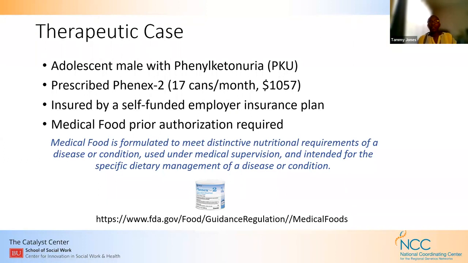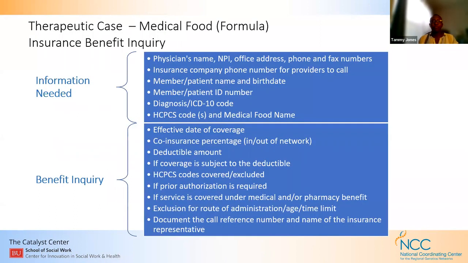So in our last webinar, we did touch on this therapeutic case, which involved an adolescent male with PKU. And this patient was prescribed Phoenix 2 medical food, 17 cans a month. And as you can see, it was quite expensive. The patient was insured under his parents' employer's insurance plan, and a medical food prior authorization was required. Next slide, please.